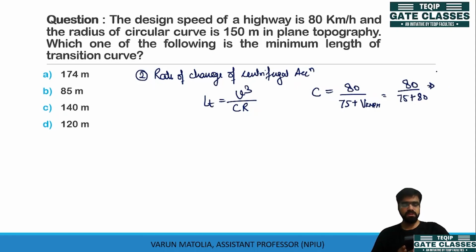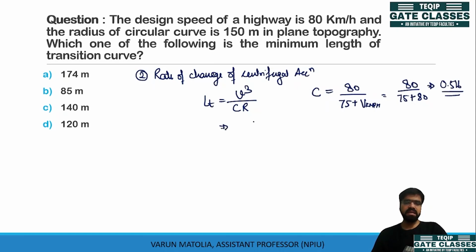The value is 0.516, so it is between 0.5 and 0.6. You can ultimately take 0.5, and as these values are not nearby, you can get an approximate answer just by assumption. So what is V?